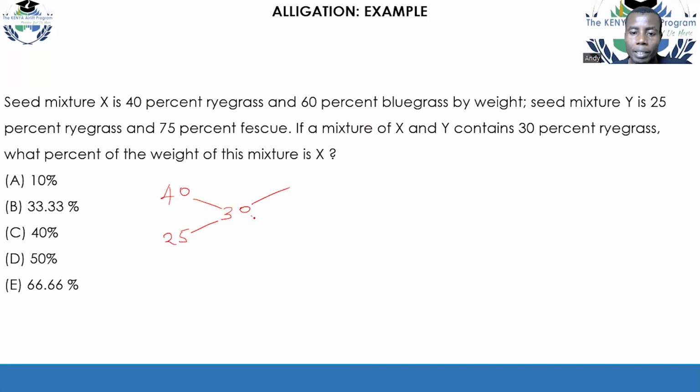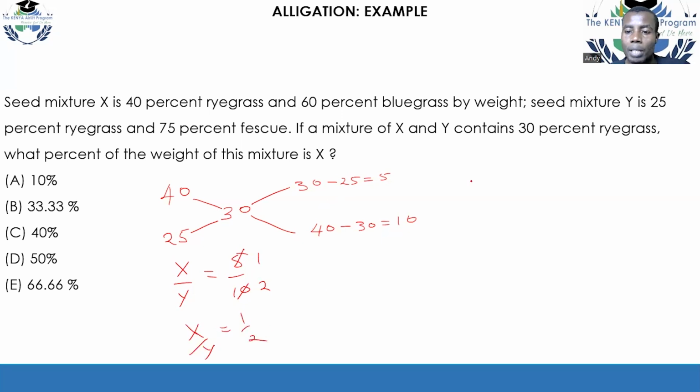So setting up alligation, we'll have here 30 minus 25, giving us 5. Here we'll have 40 minus 30, giving us 10. So X over Y should give us 5 over 10, which we can reduce by dividing by 5 to get 1 over 2. So we'll have X over Y as 1 over 2, and we can write this as X to Y is 1 to 2.